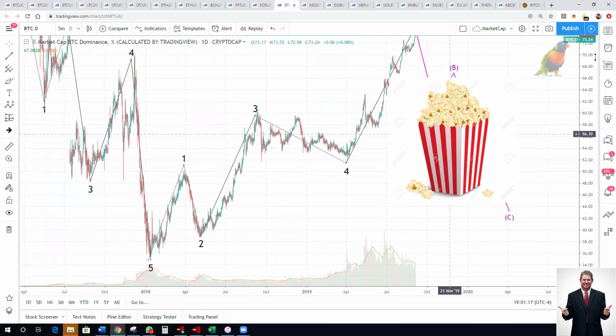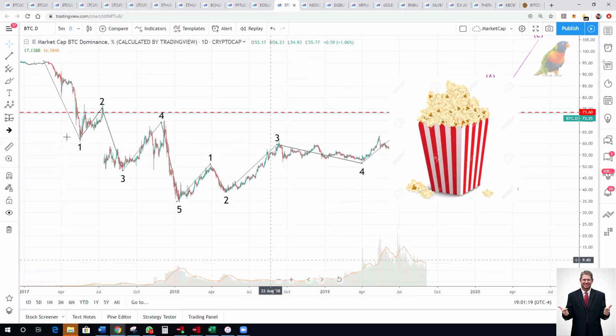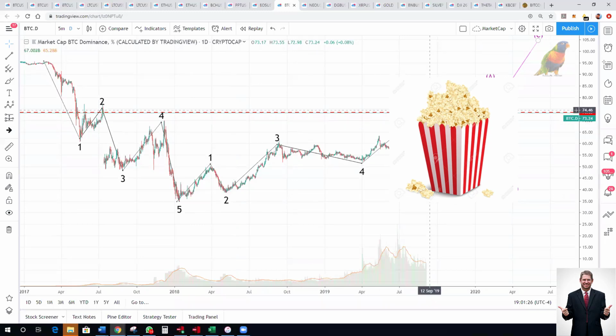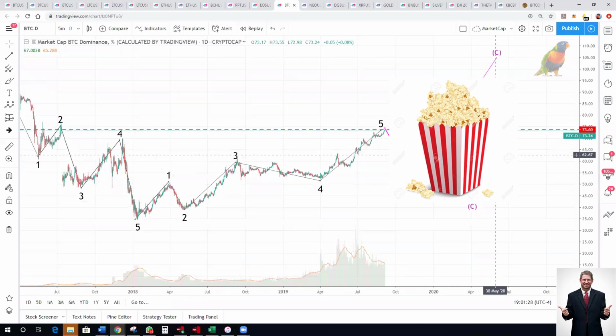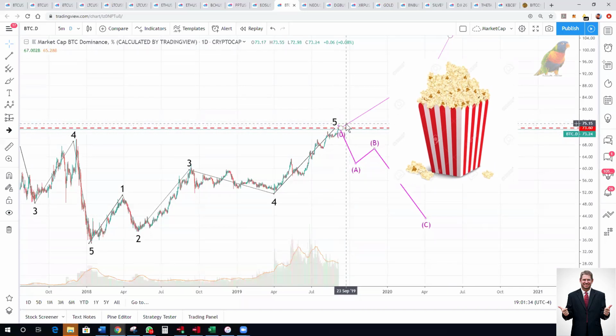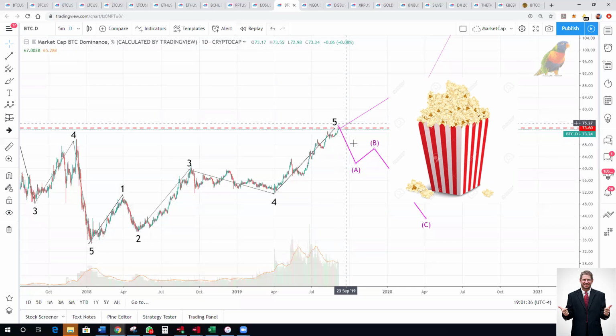If you look at the larger picture, you look at this: your 5 waves down, 1, 2, 3, 4, 5. You look at your 5 waves up, 1, 2, 3, 4, 5. It can't go higher. It must change. As I say, it can go a little bit more, but who cares where it goes? 74, 75. The point is, it's on the point of a turn.